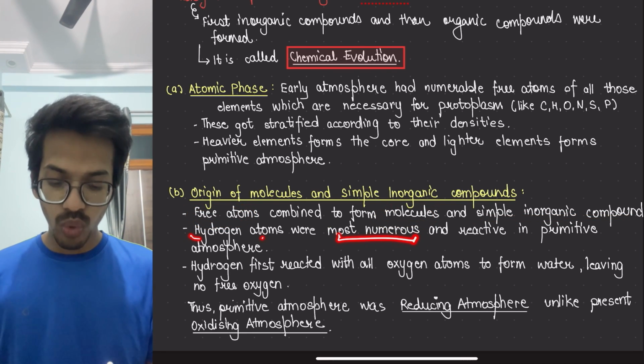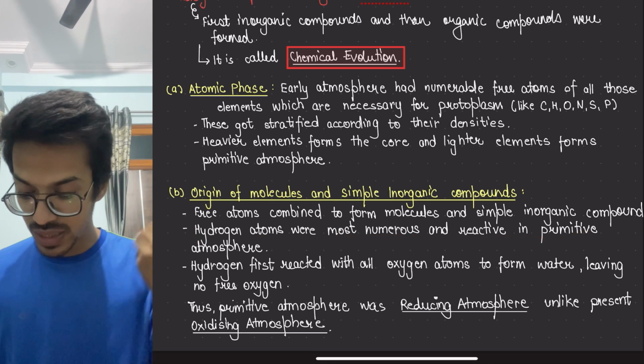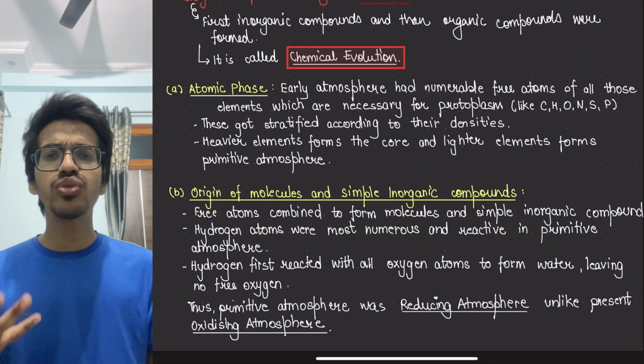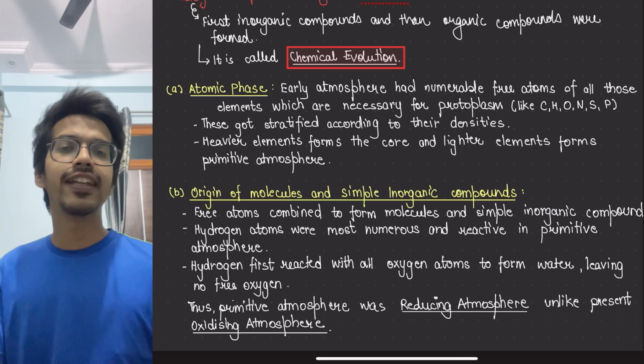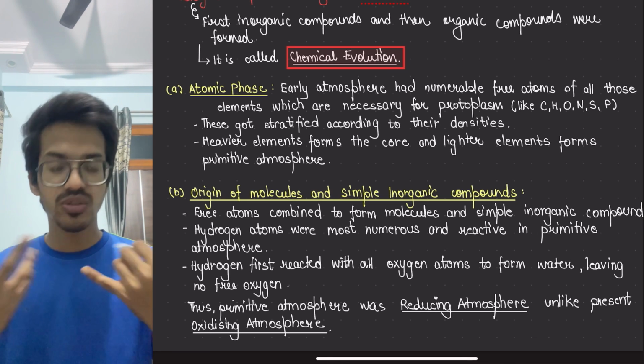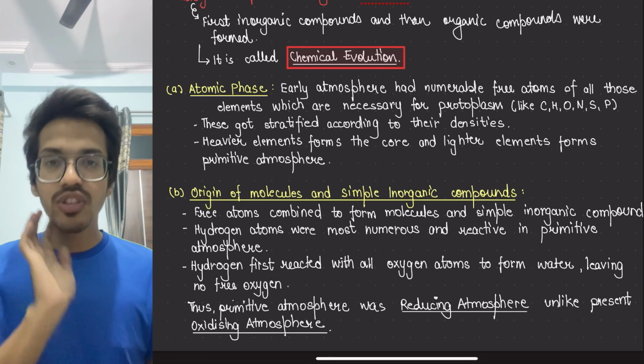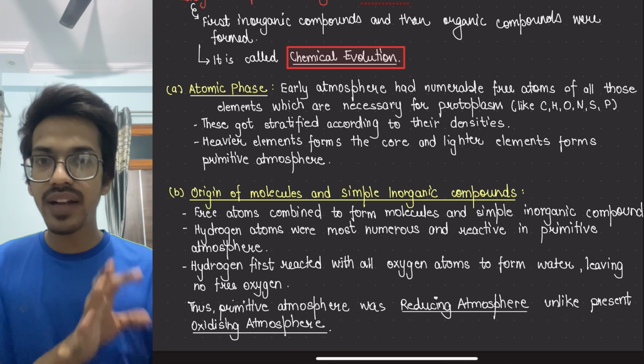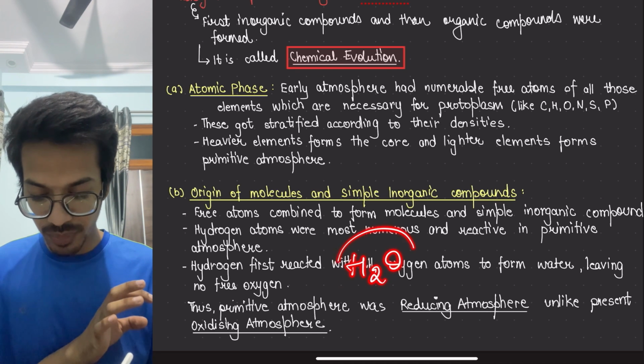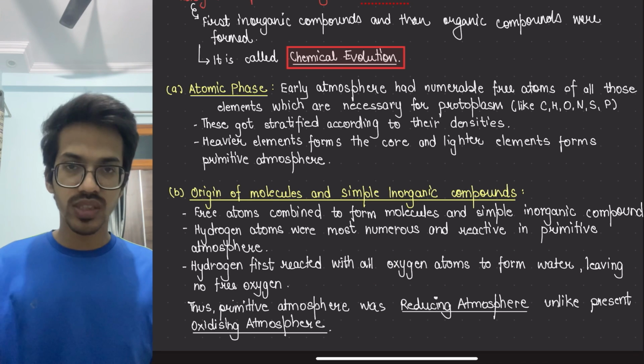Hydrogen atoms were more numerous and reactive in the primitive atmosphere, because you know that initially there was only hydrogen and helium. Hydrogen was very reactive, so it reacts with all the oxygen molecules and forms water, leaving no free oxygen in the environment.